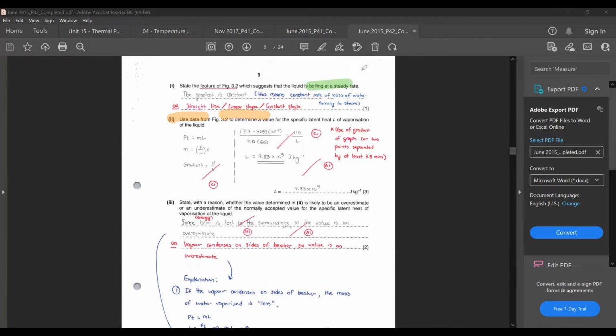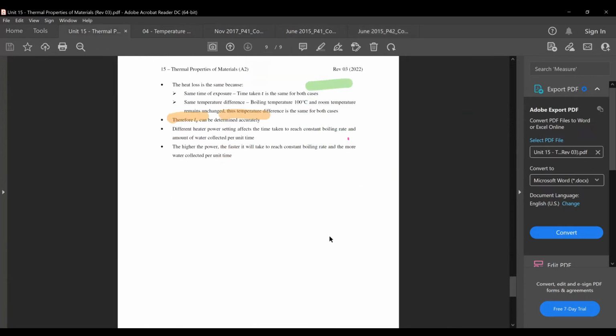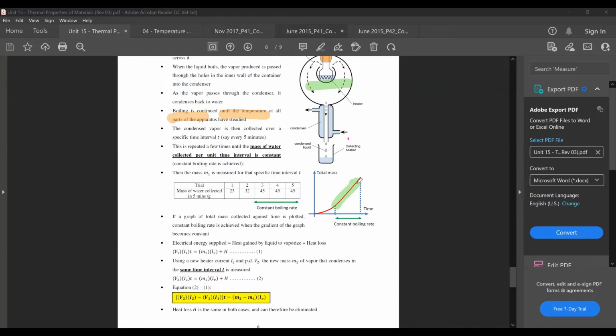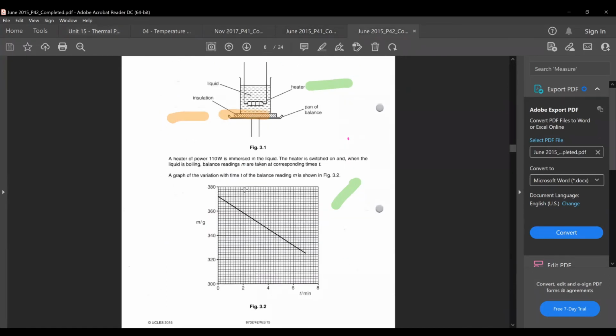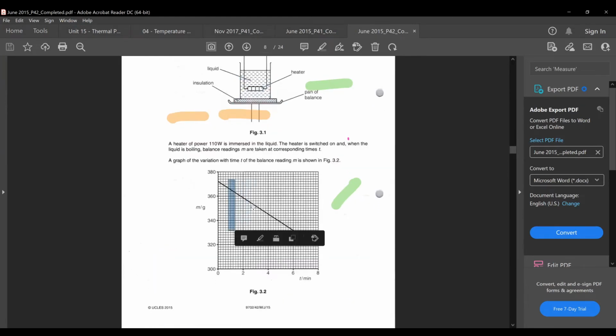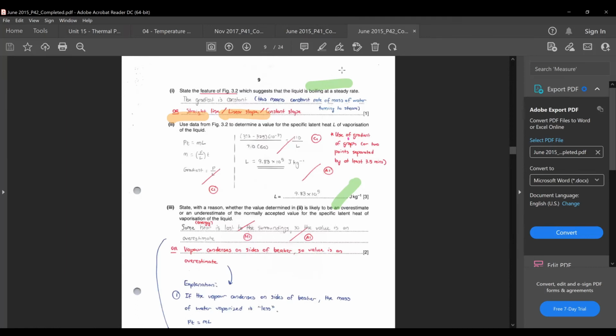So just now in the notes I mentioned, in addition to seeing from the table, you can actually see from the graphs itself if they ever give you. I mentioned to you, the moment you see that your graph is a straight line, it really means constant boiling rate, right? So here is the same thing, a similar concept. Just that in your case here, your mass is decreasing, because it's the mass of the liquid remaining. So you see that it's a straight line, so it really means that you are having a constant boiling rate.